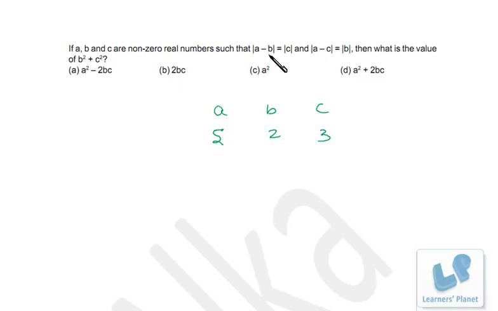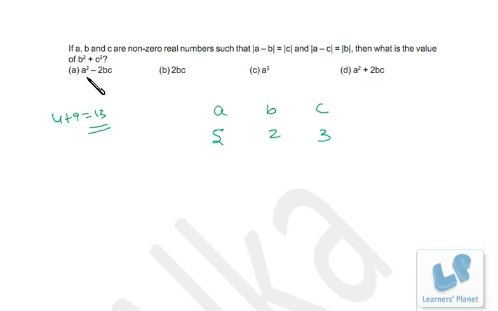Now a minus b is equal to c and a minus c is equal to b, then what is the value of b square plus c square, right? b square plus c square, according to us, it's what? 4 plus 9, that's 13, right? Okay, now among the options, let's see where we get the value of the expression as 13 if we put the values of a, b, c as 5, 2 and 3 respectively.